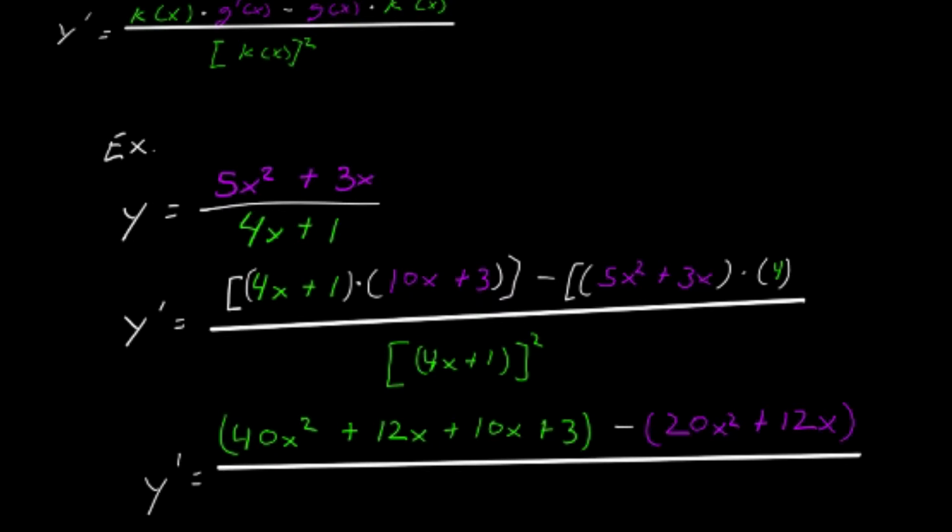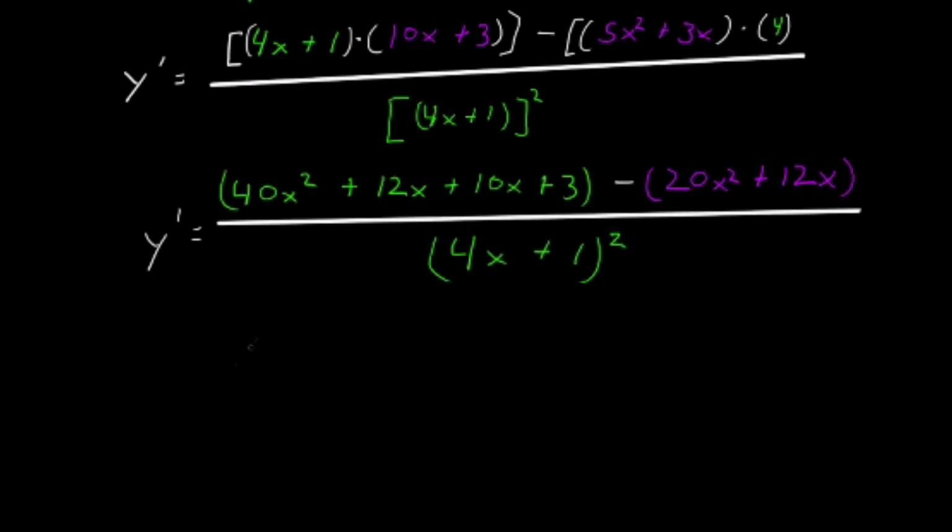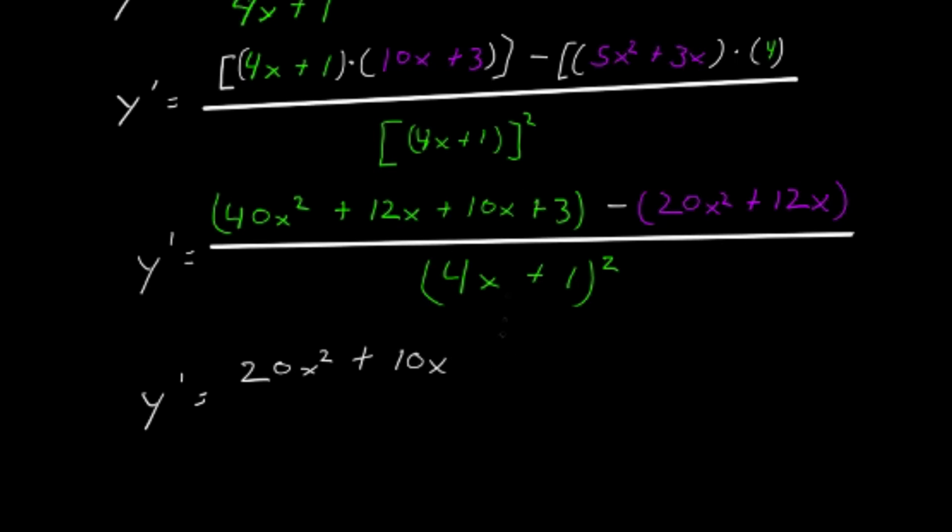Now it would be 40x squared plus 22x plus 3 minus 20x squared plus 12x all over 4x plus 1 squared. You will now simplify the equation by subtracting it. The final answer would be y prime is equal to 20x squared plus 10x plus 3 all over 4x plus 1 squared. And that's it!